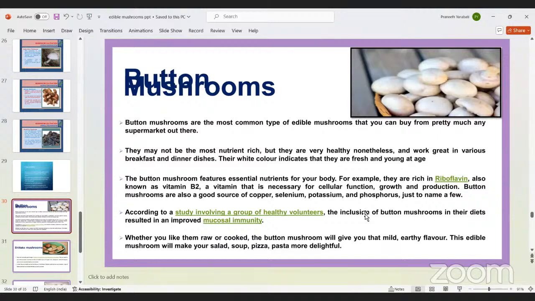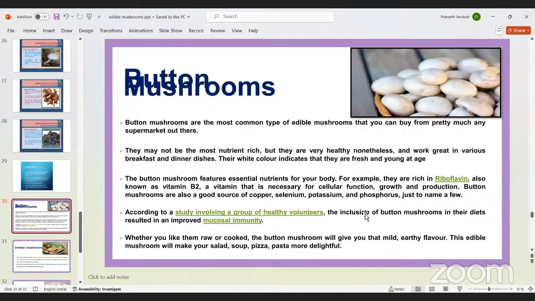So generally they are used in breakfast or dinner dishes. Their white color indicates that they are fresh and young. The button mushroom provides essential nutrients. They are rich in riboflavin, that is vitamin B2, which is necessary for cellular function, growth and production. Button mushrooms are also a good source of copper, selenium, potassium and phosphorus.